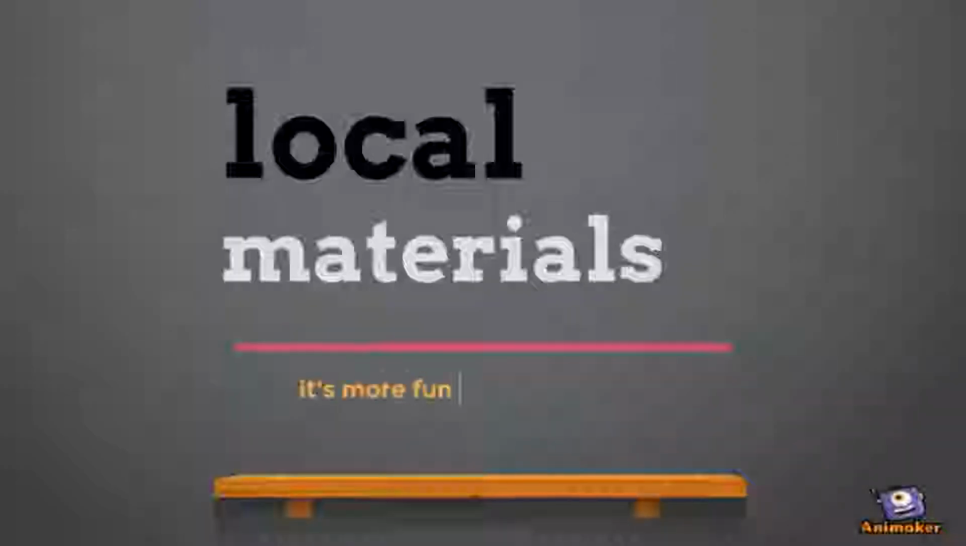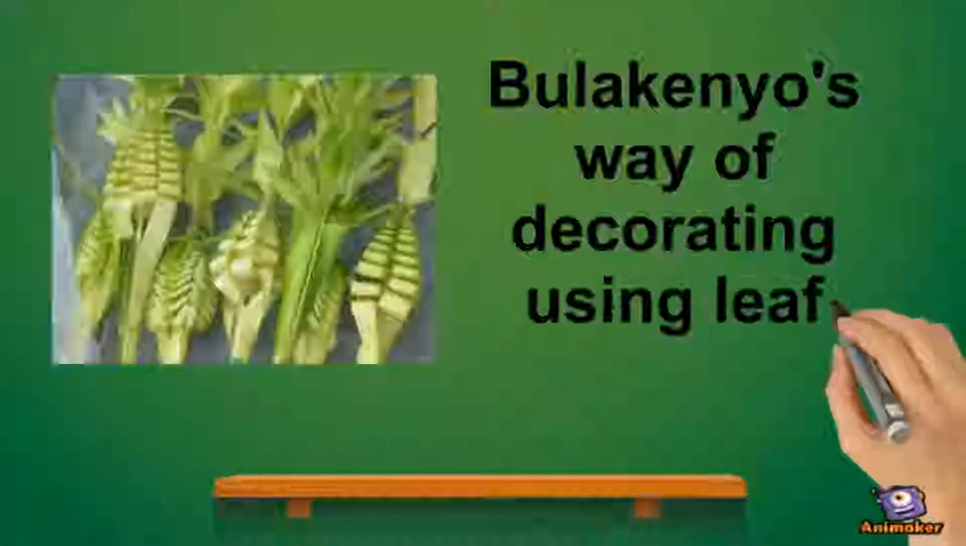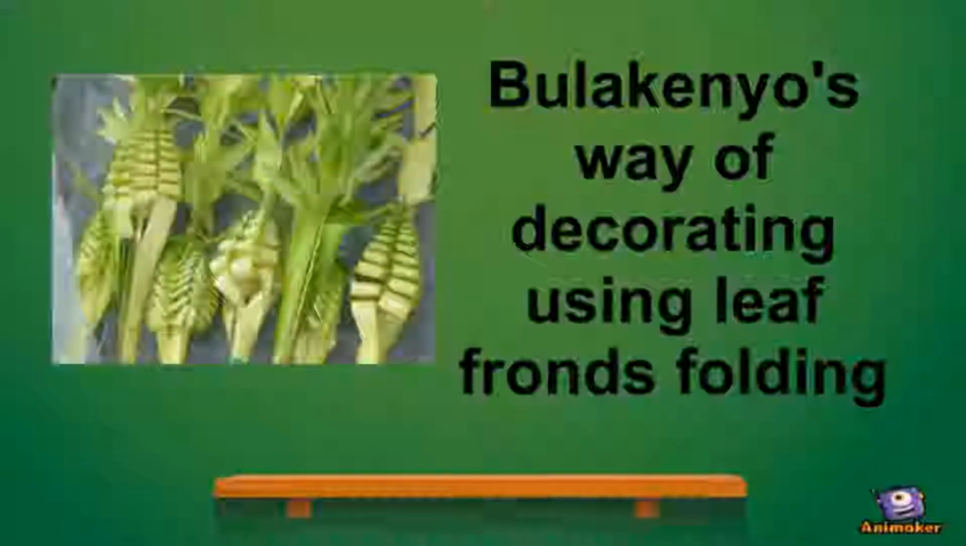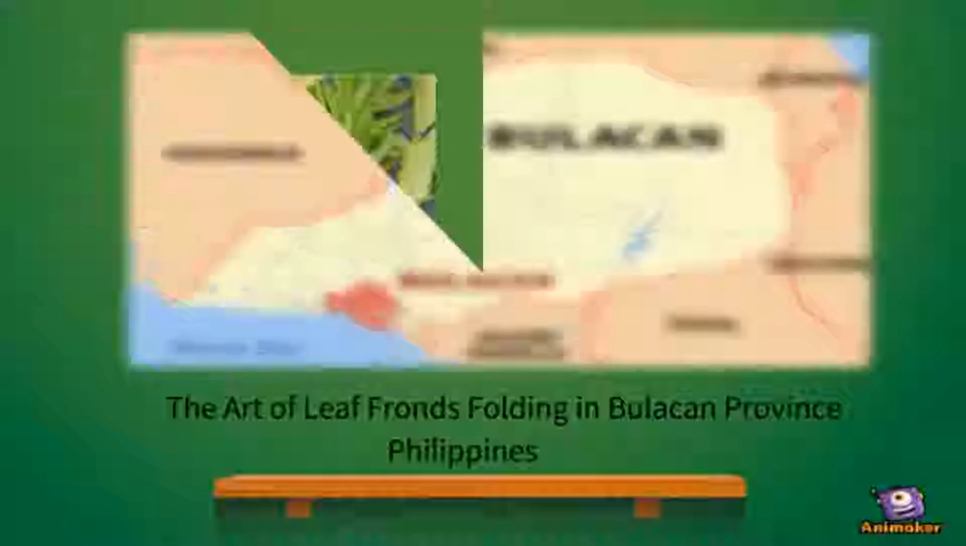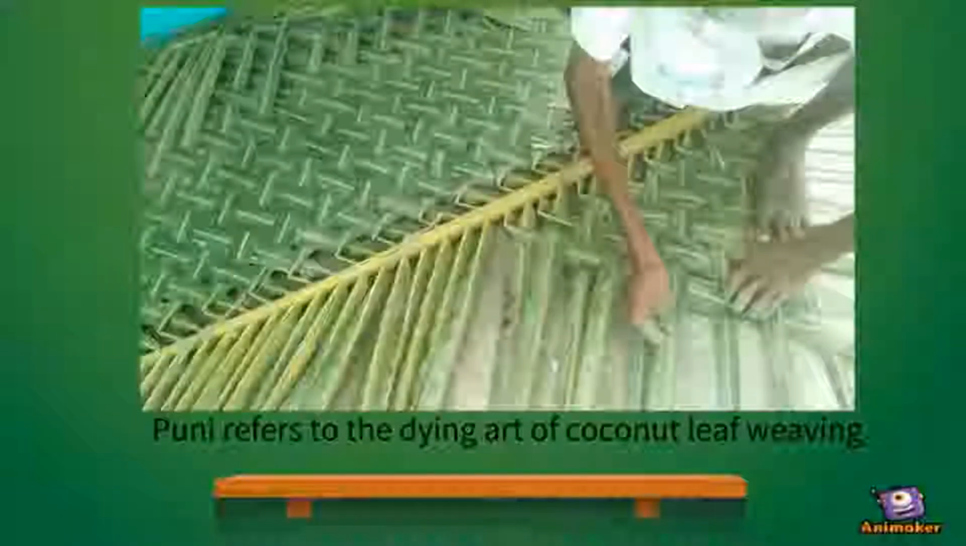Local materials used as applied to contemporary arts. 1. Puni or palm folding, Bulacan. Their way of decorating using leaf fronds folding. Art of leaf fronds folding in Bulacan Province, Philippines. Puni refers to the art of coconut leaf weaving.